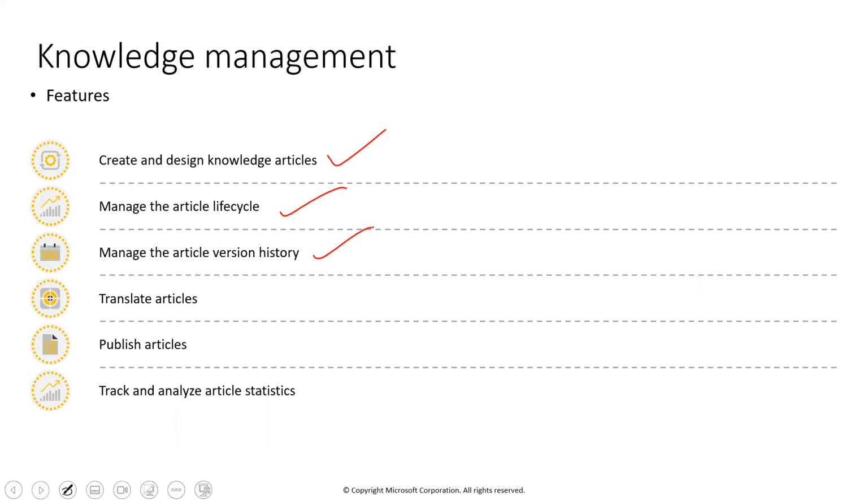You can manage the knowledge article version history. You can manage the translated articles. You can manage the publish article process. You can track and analyze the article statistics. So these are some pre-built features which are going to be available to us, that can be opted into our environment and utilized.